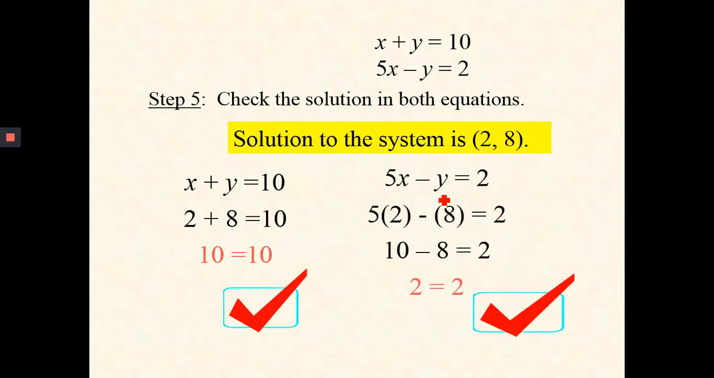The next one, we have 5x minus y equals 2. 5, your x is 2, minus your y is 8, equals 2. 2 times 5 is 10 minus 8 equals 2. So 2 equals 2. The statement is true. Therefore, the solution of the given system is 2 and 8.